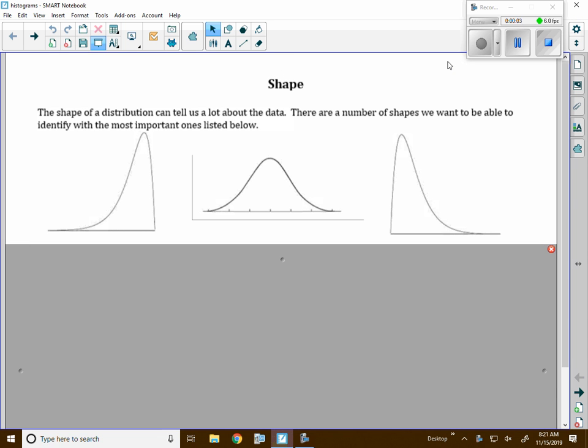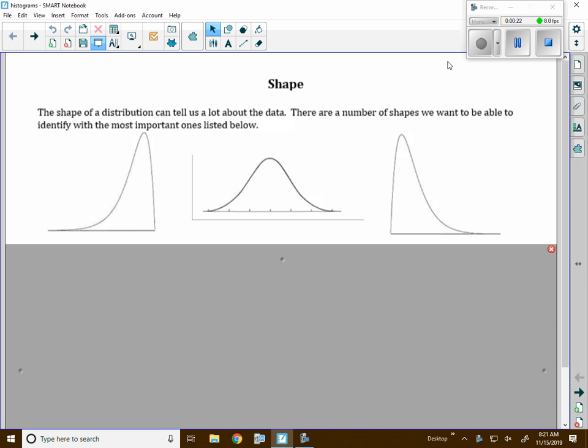Hey, we have been talking about box plots, yes? Box plots. Now we're going to do histograms. Histograms are just another way to show data. Before we get started, let's talk about the skew of a histogram, because we talked about the skew of a box plot.